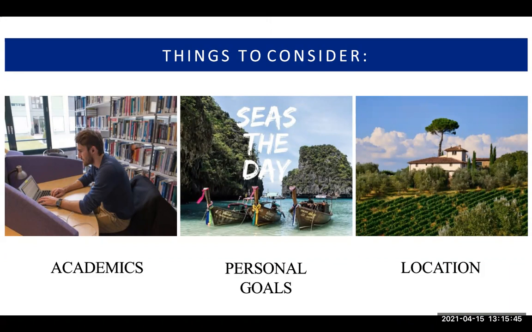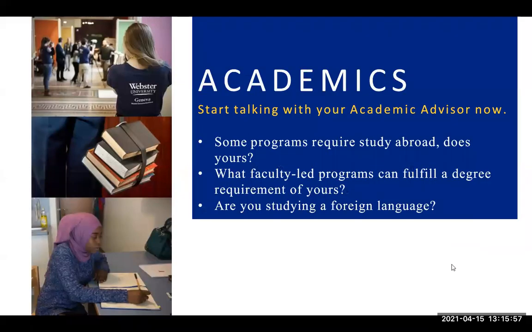So, different things to consider when you're thinking about what kind of program you want to go on. We'll talk some about academics, personal goals, and locations and cultures that are of specific interest to you. For academics, definitely talk with your academic advisor and let them know you want to study abroad. Some programs encourage or even require study abroad, like international studies, international relations, and international human rights, which have a degree requirement of studying abroad. Faculty-led programs can often fulfill degree requirements too. Like I said, those change every year, every semester, so keep an eye on what's coming and see if there's anything that can count towards your major.